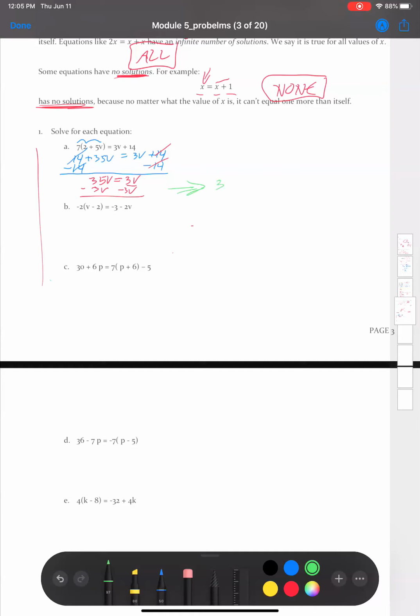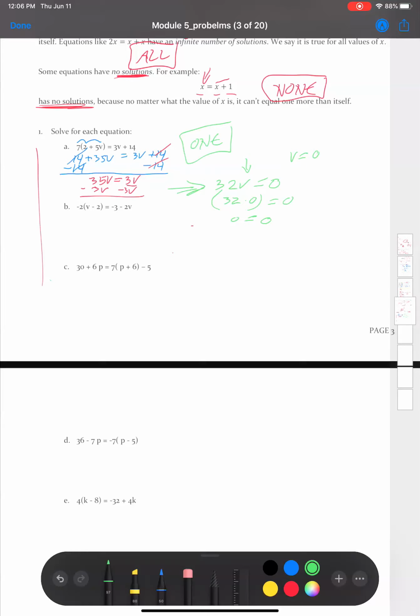I'm going to have 32v is equal to 0. Well, this just makes no sense, because no matter what we substitute for v, well, actually this equation is true for one value of v, which is 0, right? So if v is 0, then this equation will be true, because 32 times 0 is actually 0. So 0 is equal to 0. All right, so the only value of v that this equation will be true for is 0. So I guess this equation does have one solution.